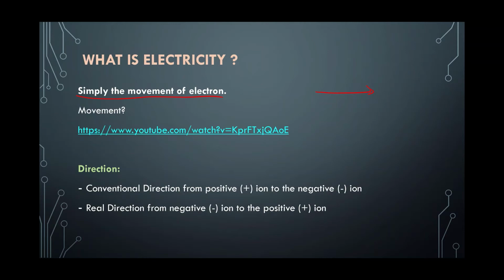It doesn't need to be one electron or one direction, but if we can force the electron to move, you are causing electrical current, and that defines electricity. Now, what is the direction of movement?